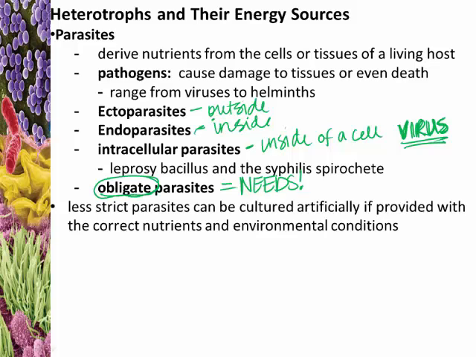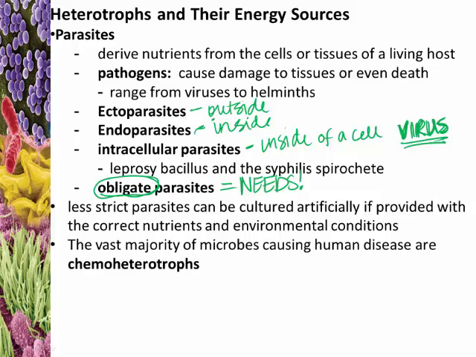Now, organisms that are less strict than being an obligate parasite, we can culture artificially, like the ones we have in the lab. These are obviously not obligate parasites because we're not providing them with a host to survive. They don't need to be inside of another cell or inside of a living organism in order to survive. Now, again, let me emphasize this one more time. The majority of microorganisms that cause human disease are going to be chemoheterotrophs. They're living off of our nutrients.